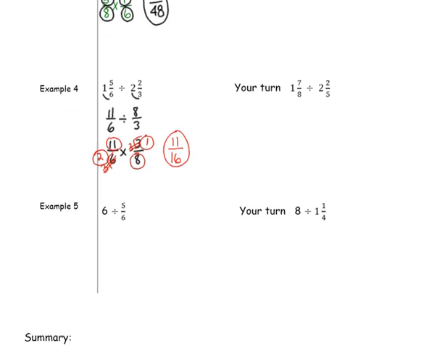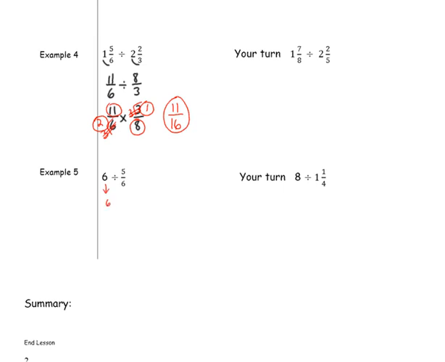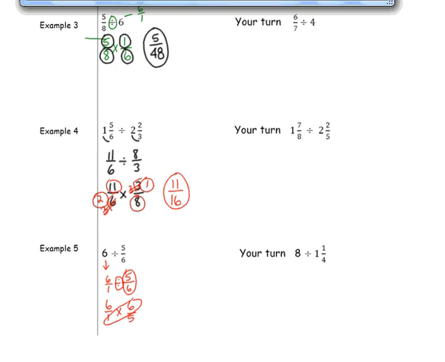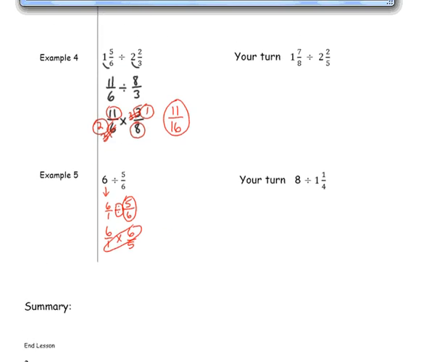In example 5, first write 6 as a fraction. Now rewrite your problem. 6 over 1 multiplied by the reciprocal, times 6 over 5. Check on the diagonal to see if you can simplify ahead of time. You cannot simplify there. And these have no common factors either.